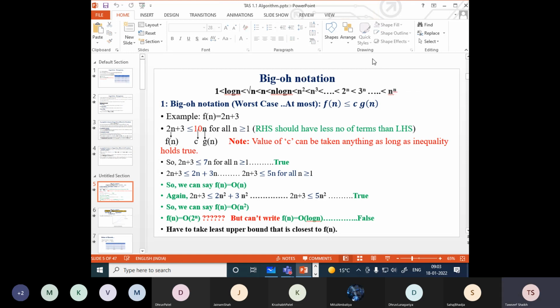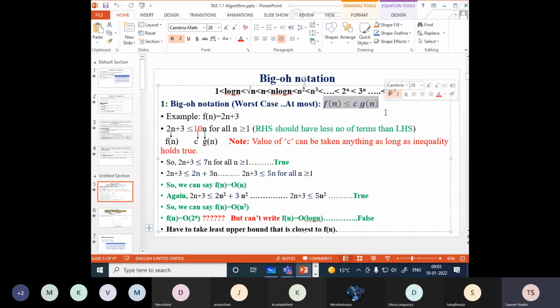Now, what we say in big O notation, which we described yesterday also, we said that the big O notation gets followed only if it satisfies this condition: f(n) should be less than or equal to a different function g(n) multiplied by a constant c. If this condition holds true, then this function could be written as big O of g(n). And big O notation of any algorithm gives the worst case, because this is the upper bound.